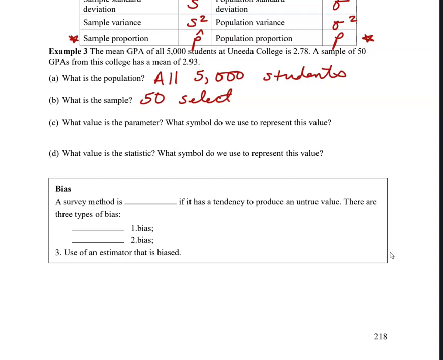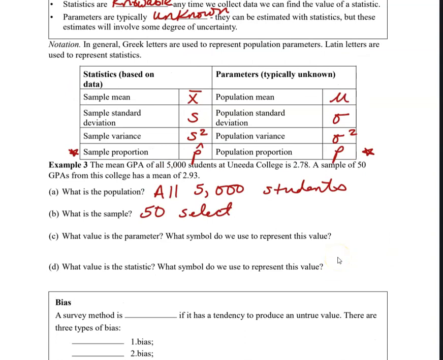What value is the parameter? So remember what a parameter is. It's a measurement on the population. Well, the measurement on the population was the mean GPA for all of the students, and that was 2.78. So since it's a mean for a population, I'm going to use this symbol right here, and that would be mu. So mu equals 2.78. The statistic is the measurement for my sample. So my sample mean was the 2.93, and that symbol would be X bar. So X bar is the 2.93.